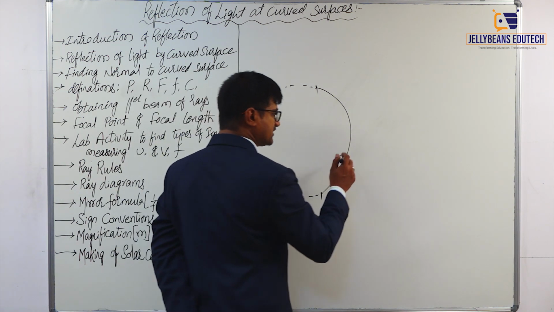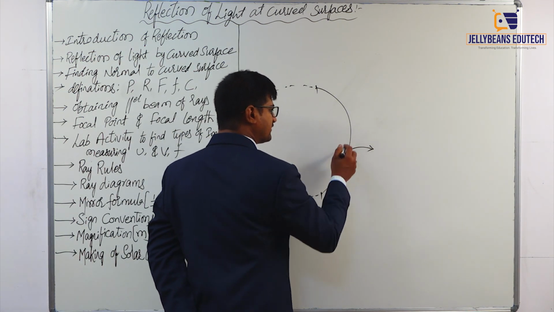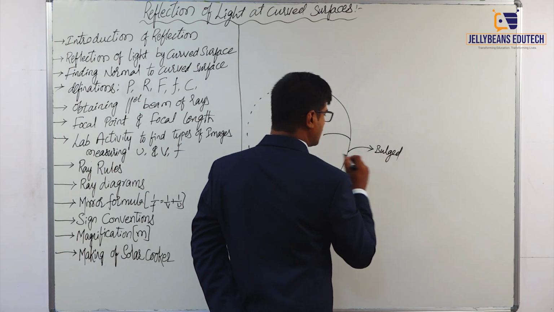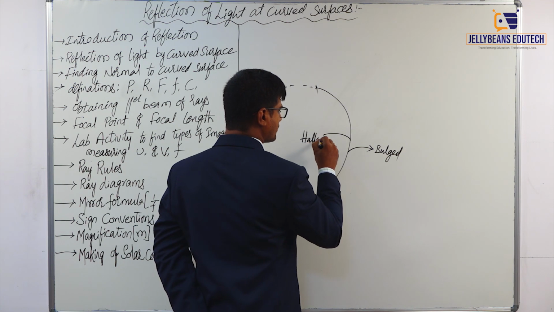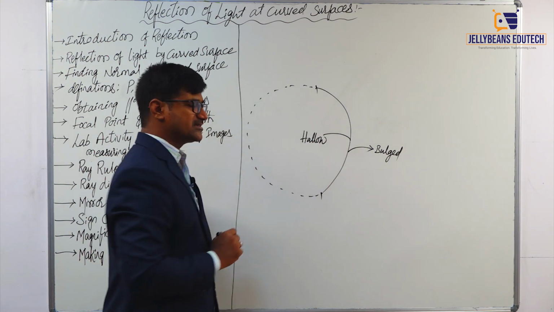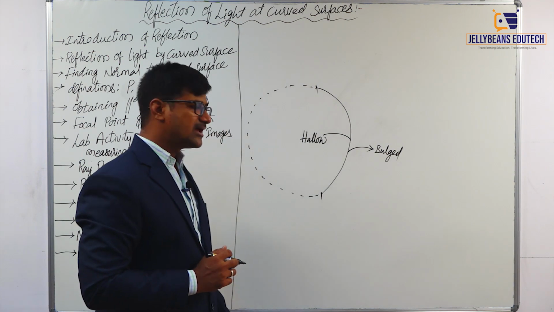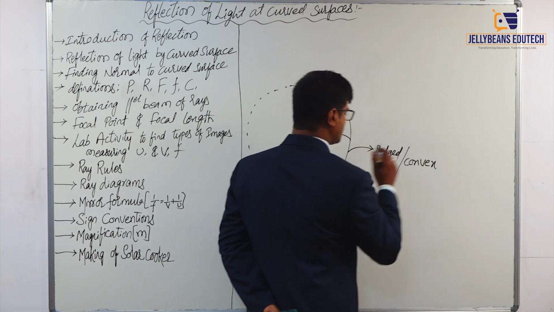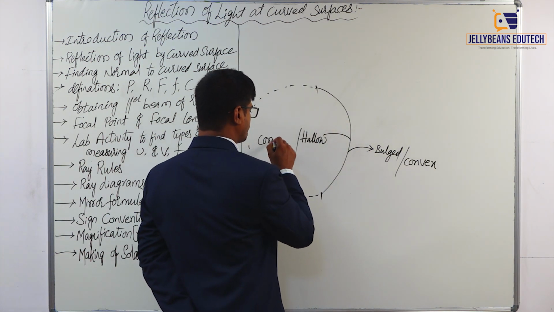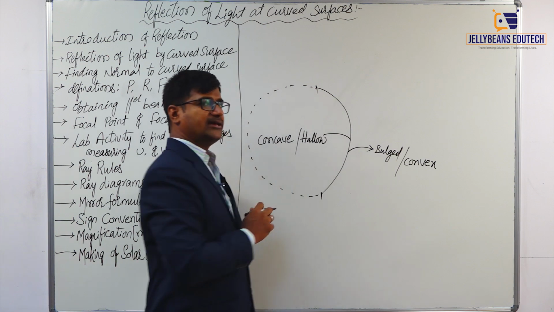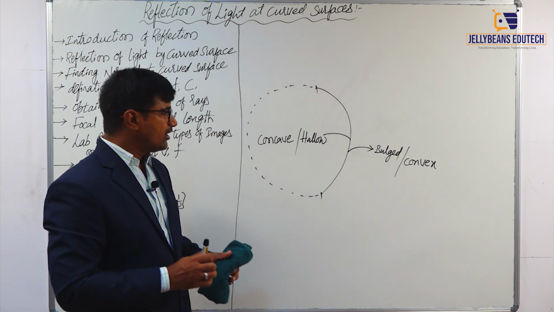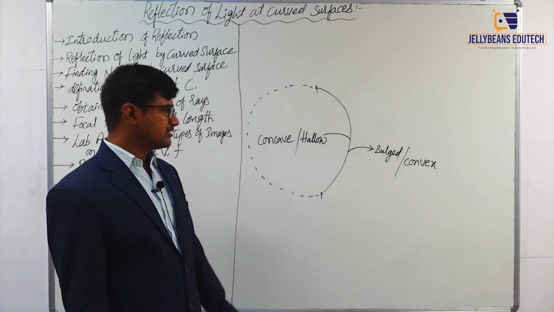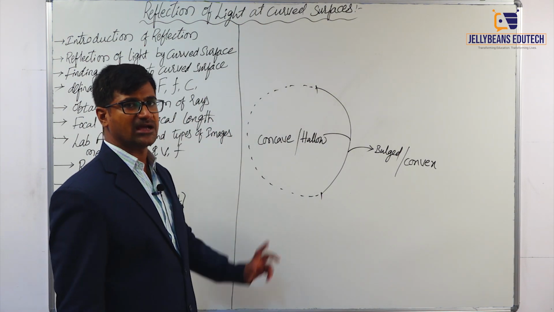For this curved surface we have two sides. This is called the bulged surface and this is called the hollow surface. We can also say this is a convex surface and this is a concave surface. Based upon these two, we can get some idea of how many types of mirrors can be obtained from curved surfaces.